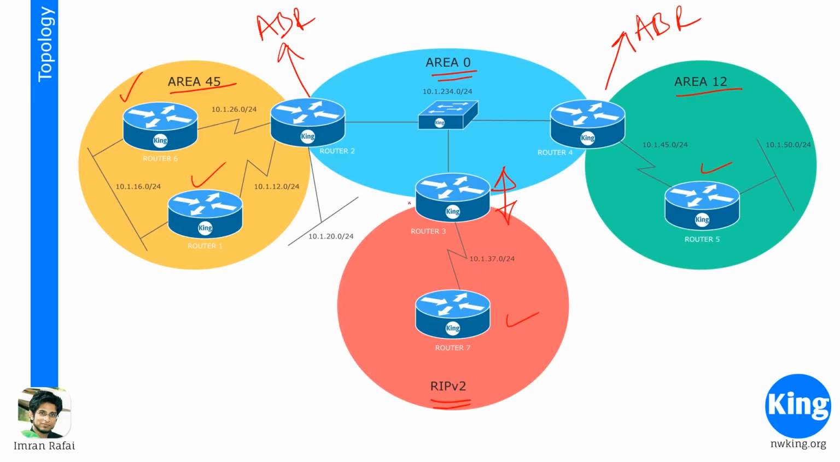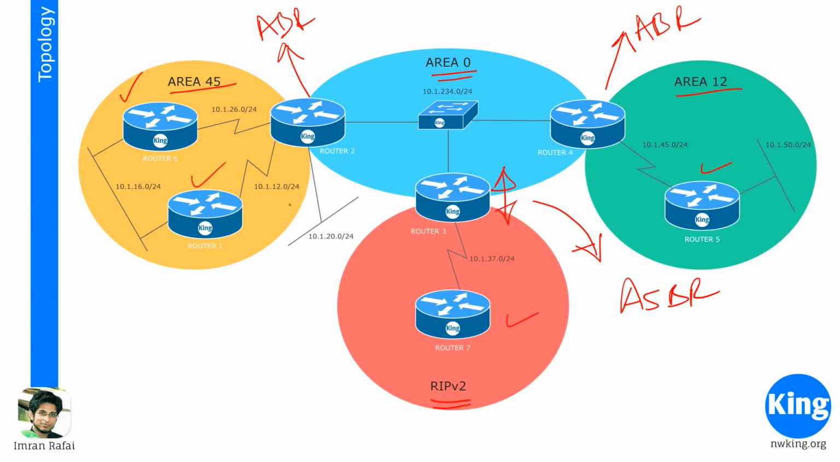Now this router that stays at the edge of OSPF is known as an ASBR, which is nothing but Autonomous System Boundary Router. It is called a boundary router because it sits on the boundary of OSPF, right? That whole OSPF protocol is the autonomous system, and this router stays at the boundary of OSPF. So that's why it's called a boundary router.